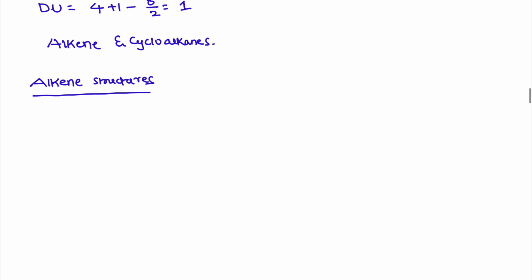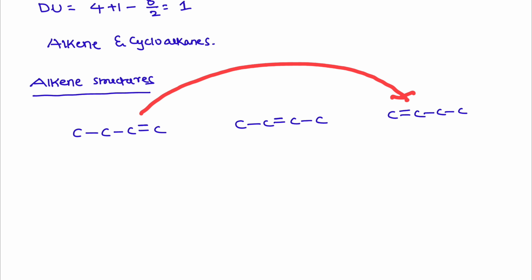As I told you before, first I will take all 4 carbon atoms in the principal carbon chain. I'll keep the double bond at the first place. Again I'll take a 4 carbon chain, but I'll shift the position of the double bond. If you are thinking about writing this particular thing, you can write it, but these two are identical.